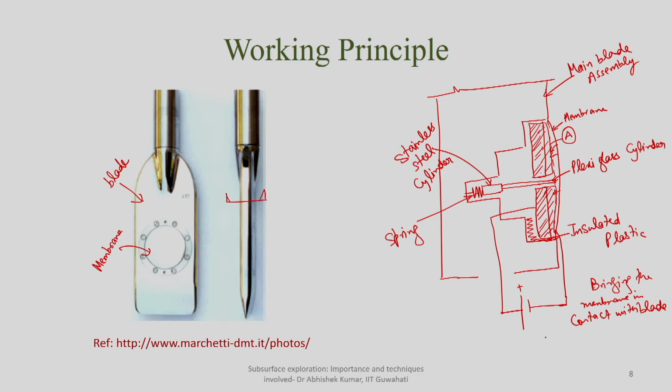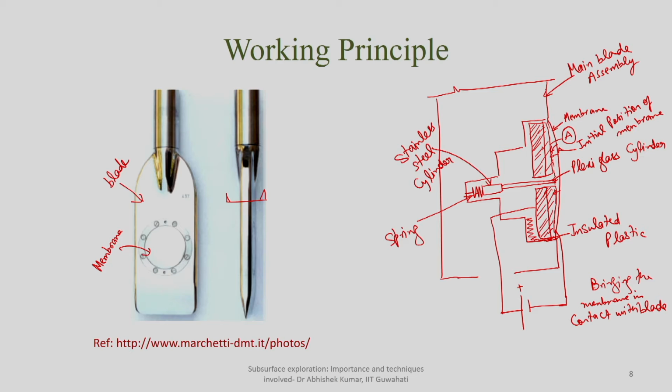So the pressure required. Once you bring this membrane from its initial position, initial position means when the membrane is in its original deflected position, you start applying some suction pressure so that the membrane will move towards the blade. So what will happen when it comes in contact with the blade?